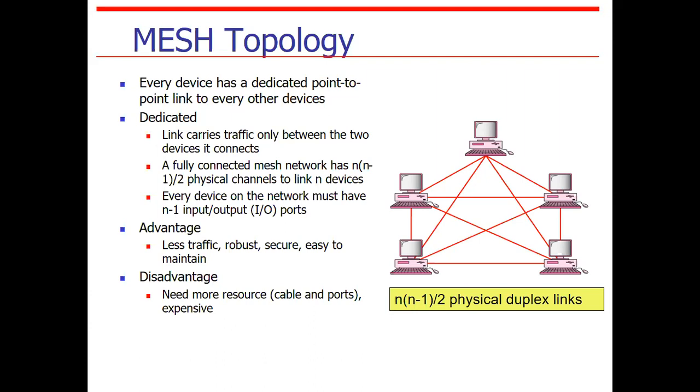Next, the disadvantage is that it needs more resources, in terms of cables and ports. It needs more resources and is expensive. A fully connected mesh network needs n into n minus 1 by 2 physical channels. Therefore, a larger number of cables and input ports are needed, and it is highly expensive.